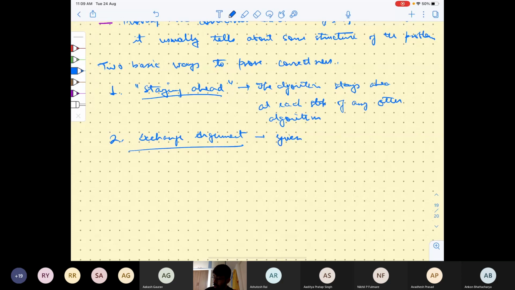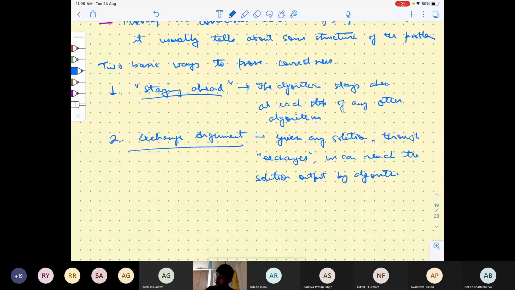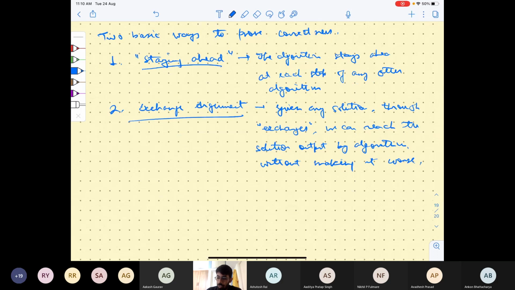And exchange argument: given any solution, through exchanges, we can reach the solution output by the algorithm without making it worse. So you say, okay, give me any solution and I can reach the solution of the algorithm by changing it. In each step, I'm exchanging some part of the solution, but I'm ensuring that I'm not making it worse. So if I reach the full solution, then it is not worse than any other solution. So any other solution is at most as good as this solution. Again, we'll see this with examples and it will be more clear.